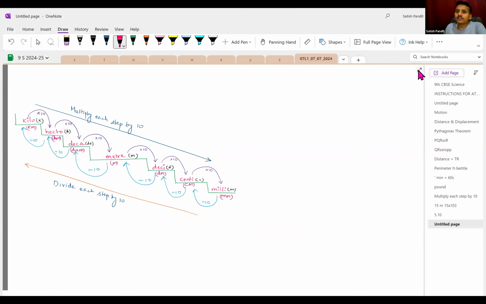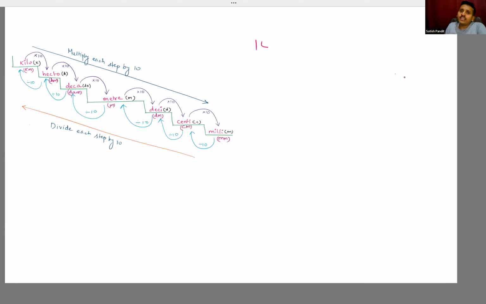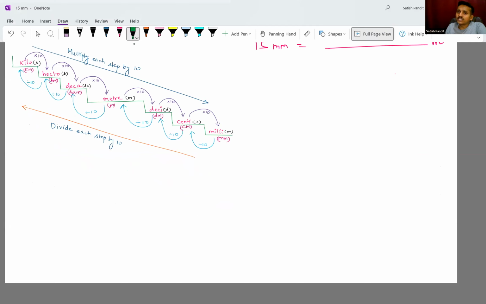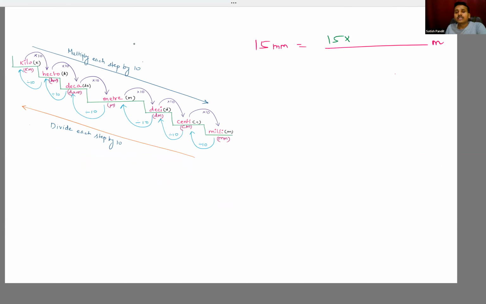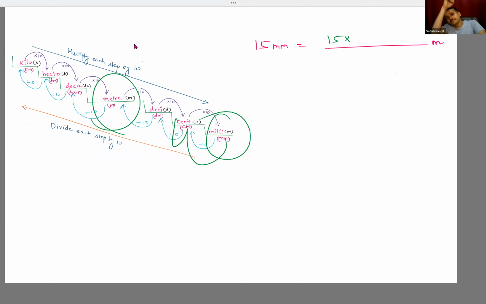Suppose I want to convert 15 millimeter to meter. See, 15 is a constant as it is, into, see, millimeter is here and meter is here. So we have to go up only, right? We cannot go down, we have to go up. Because millimeter to centimeter, we have to go. 1, 2, 3 steps you have to take. 3 steps means 10 to the power minus 3. 3 steps means 10 to the power minus 3.